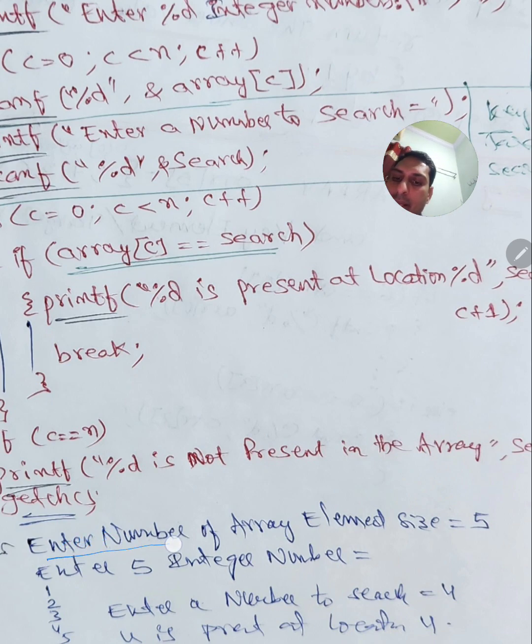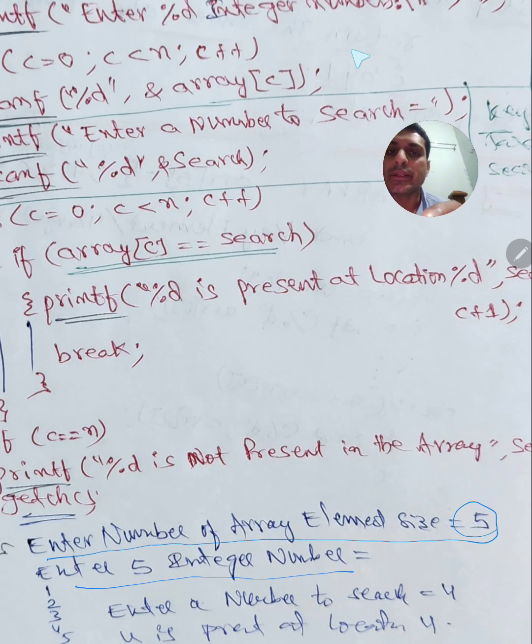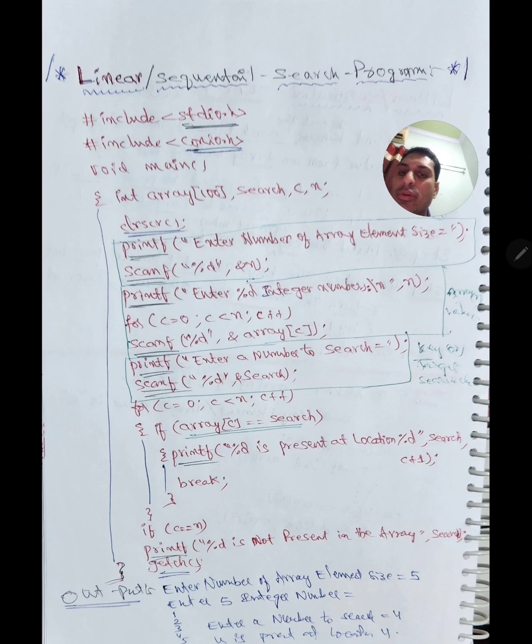Here, enter the number of array elements: 5. Enter 5 integer numbers. We need to enter 5 integer numbers, right? I will show you; we will come back to the program. Enter 5 values. Because of 5 values, we are taking a for loop: C equal to 0, where C is the index, and C is less than n.